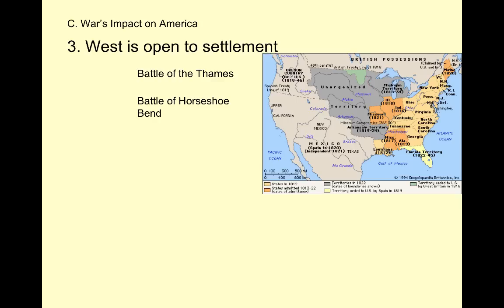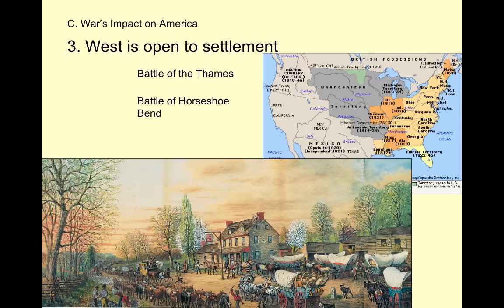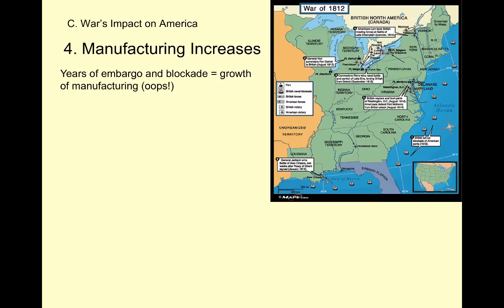Most of the Native American tribes have been soundly defeated, and so Americans after the war can start moving west in large numbers. And indeed, if you look on this map, it shows you the states that are in this darker brown color. We see that in 1818, Illinois becomes a state, 1816, Indiana, 1821, Missouri, 1817, Mississippi, 1819, Alabama. And so we see this rapid settlement of the West, as all of these territories now have enough white people to become states. And this is because of the War of 1812, clearing out the Indian resistance.